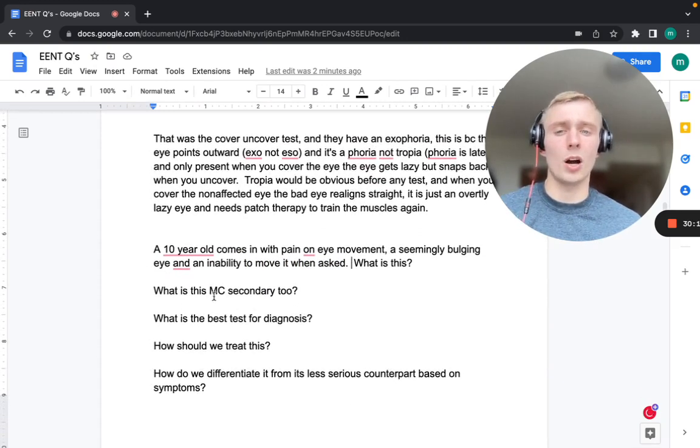What is this most commonly secondary to? What is the best test for this diagnosis? How should we treat this condition? And how do we differentiate it from its less serious counterpart based on symptoms? So it's important to know the symptoms they're going to give you, and you have to know, is this more serious or is this more benign? How do I treat this?